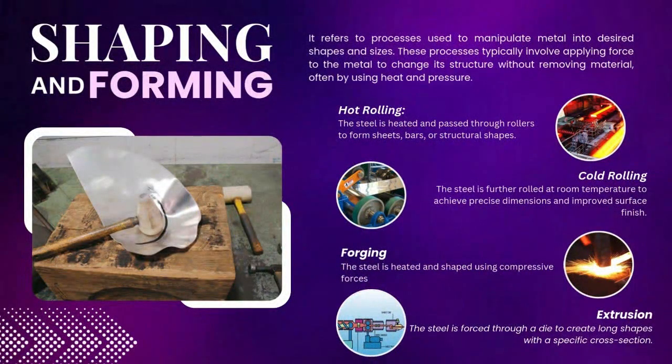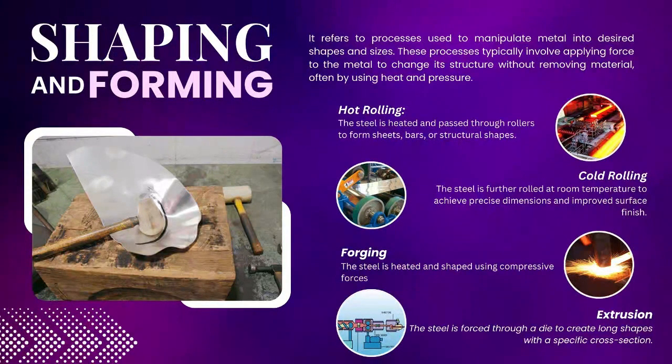Shaping and forming. It refers to processes used to manipulate metal into desired shapes and sizes. These processes typically involve applying force to the metal to change its structure without removing material, often by using heat and pressure. So they are shaped and formed through various processes such as hot rolling. The steel is heated and passed through rollers to form sheets, bars, or structural shapes. Hot rolling makes steel easier to shape while also enhancing its strength and flexibility. This process is widely used to produce steel products for construction and manufacturing industries.